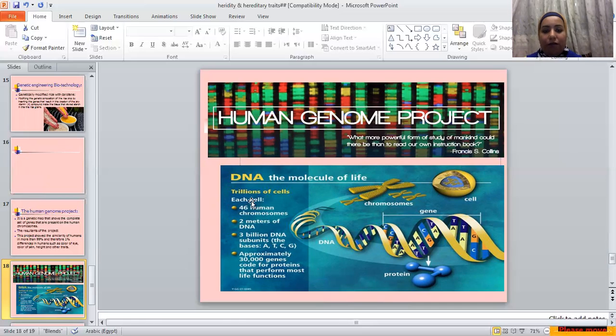This information is so important. We have 46 human chromosomes in our body, 23 from male and 23 from female. So you are most like your parents, but not identical to your father or identical to your mother, because you have only half of the characters of your father and half of the characters of your mother. Okay, is that easy?